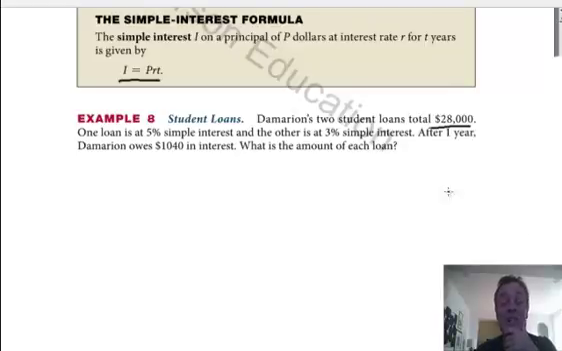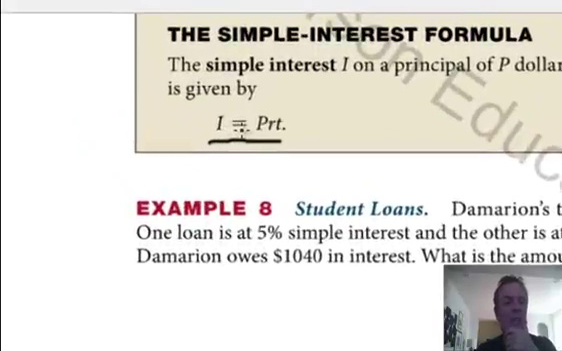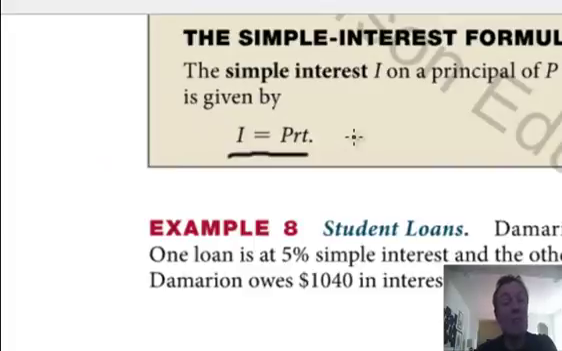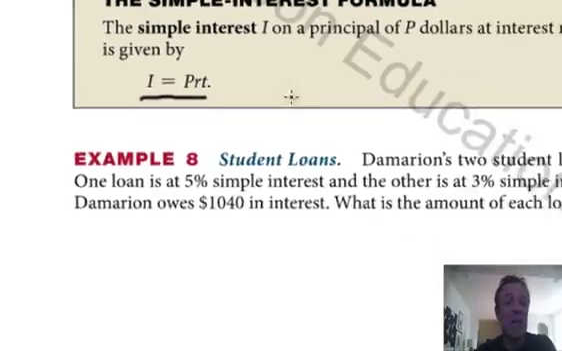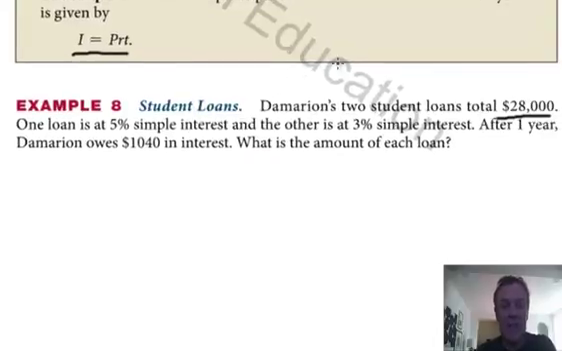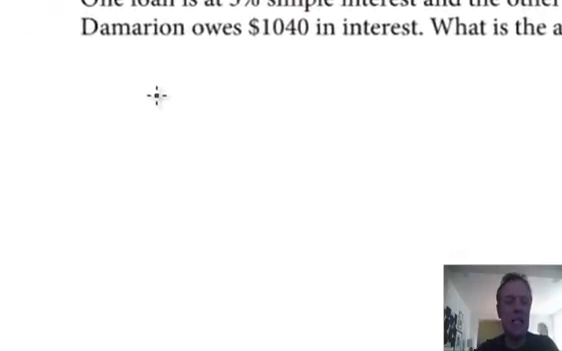Right, simple interest exercise. Interest equals the principal, the amount you've got in the bank, times the interest rate, times how long you've got it in the bank. Demarian has 2 student loans totaling $28,000. But there are 2 loans. We don't know how much he's got in each one, but one's earning 5%, and the other is at 3%. Now, what you've got to remember is this, totals: how much is in each one?